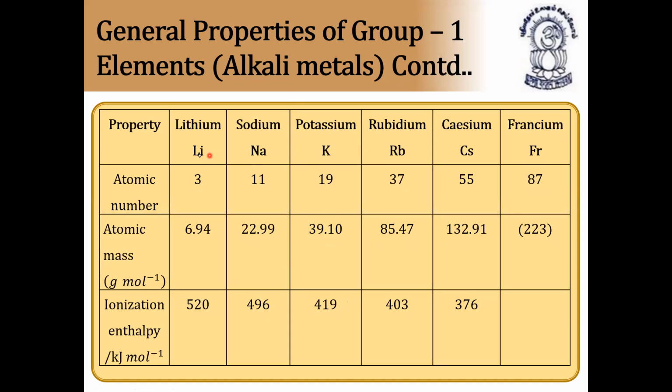So what are the elements present in first group metals? Lithium, sodium, potassium, rubidium, cesium, and francium. And very important, all are metals. All are highly electropositive metals.